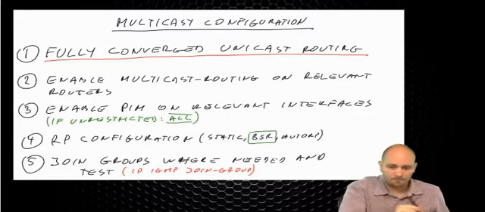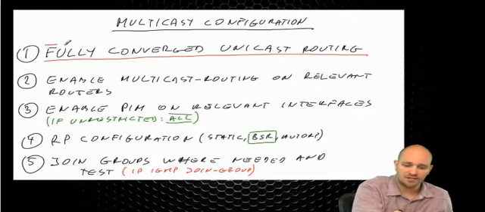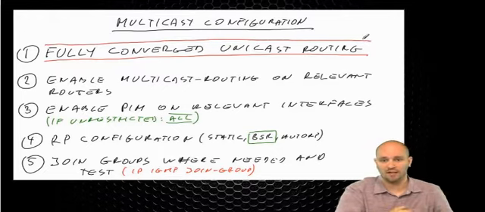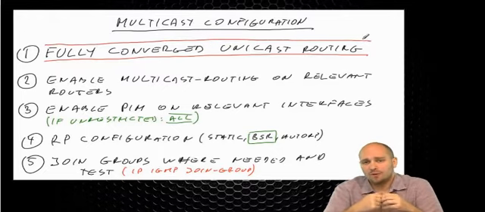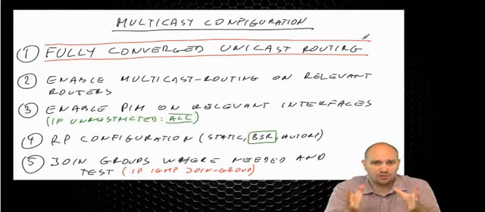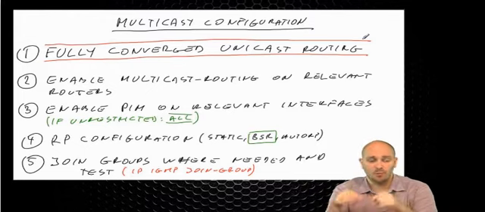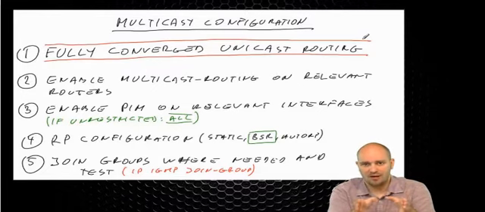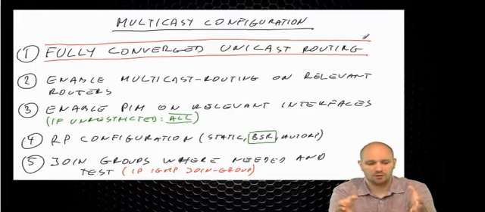Now, again, I cannot stress this enough. Fully converged unicast routing. Now, this is going to be number one issue that you are going to be dealing with multicast, is that you think that you have a multicast problem, when in fact there is some unicast reachability problem. Why? Because unicast routing table is actually used by default for RPF verification. If your unicast doesn't work, your multicast will not work.